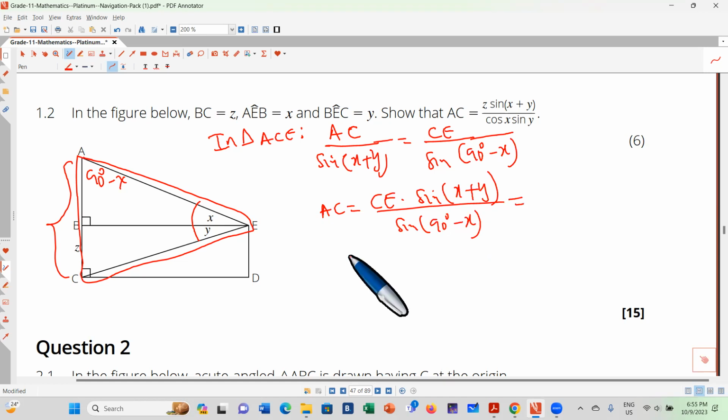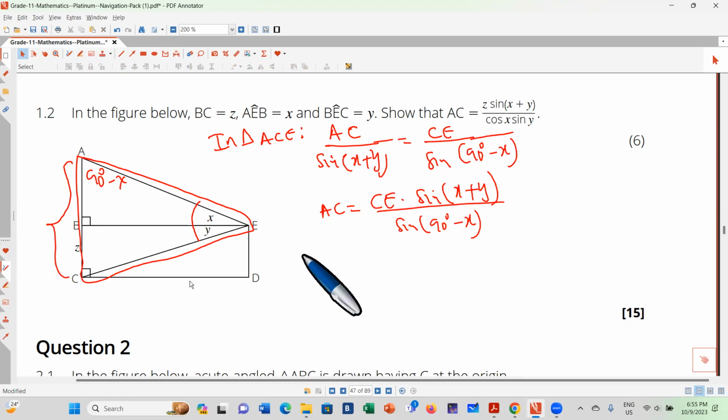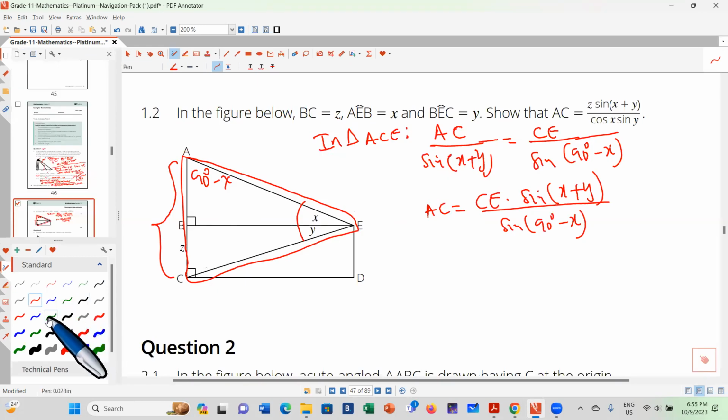Now, what is CE here? We need to find the length of CE. You can see therefore that CE itself needs to be determined, but we need to think a little bit about it because we don't know exactly what it is, but we can find it. To find CE, we proceed as follows. I'm going to pick another color here.